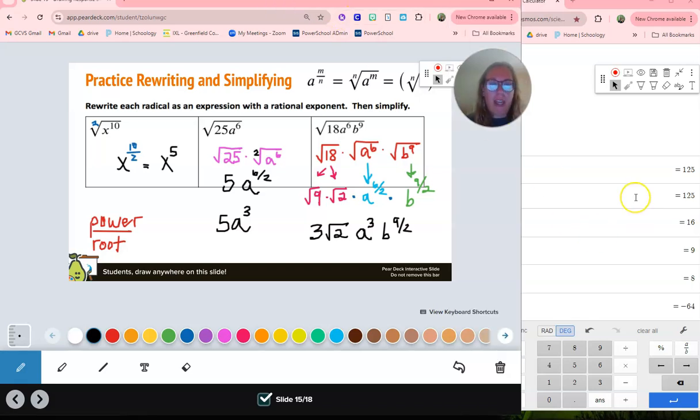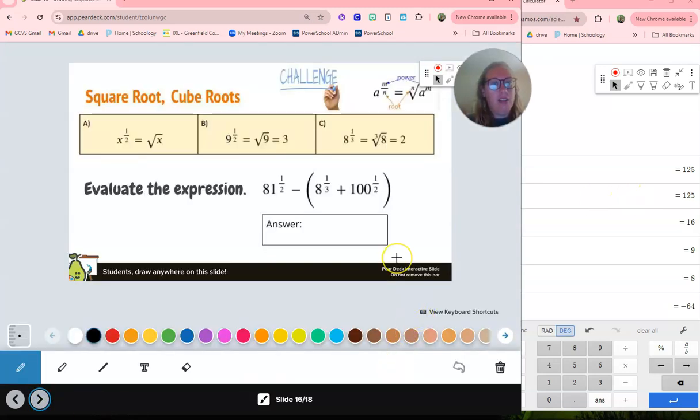And we have one final practice slide, slide 16, when you're ready, which says evaluate the expression 81 to the 1/2 minus 81 to the 1/3 plus 100 to the 1/2. So 81 to the 1/2, if we remind ourselves that all this is telling us is its power and its root. So this is a square root of 81 to the first power minus a cube root of 81 to the first power plus a square root of 100 to the first power.